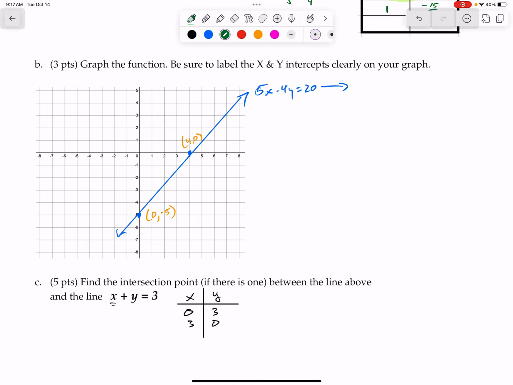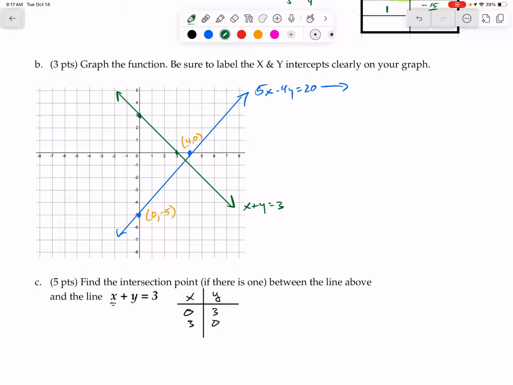I will do it in green. There's one intercept, there's another intercept. And if I eyeball it, it looks like that. Ew, that was not well done, did not turn out right. There we go, that's pretty good. My green has turned into sort of a turquoise there. It's a little aqua. This is x plus y equals 3.